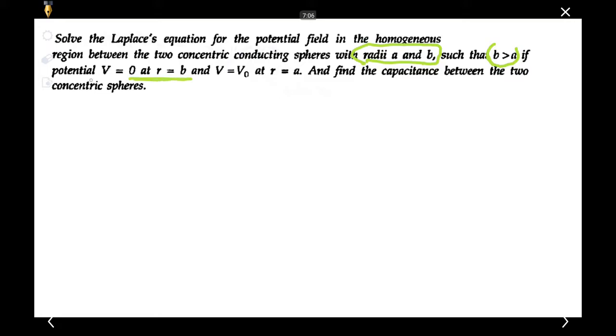And these are the boundary conditions. V is equal to 0 at R is equal to B and V is equal to V naught when R is equal to A. We have to find the capacitance between two concentric spheres, which means we have to find it in the region between A and B. Okay.